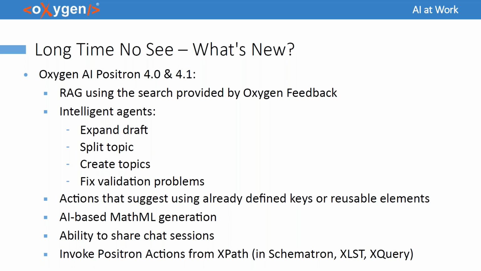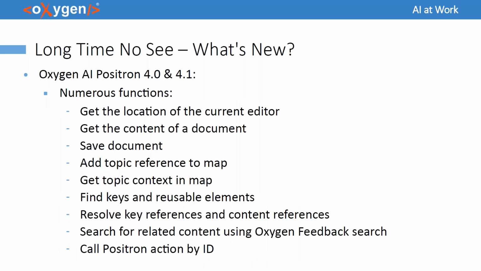And you can now invoke Positron actions via an AI-powered XPath function from Schematron or XSLT or XQuery. And we also added numerous new functions. For example, you can now use the function that retrieves the location of the current editor, or we have another one for retrieving the content of a document. Using functions, you can now save documents, you can add topic references to the map, or maybe get the context of the selected topic reference in the map, and so on.